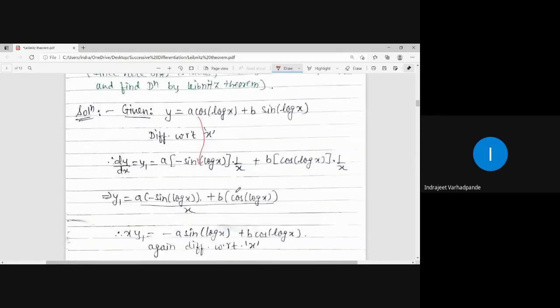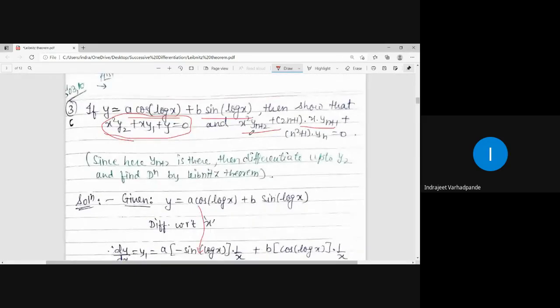In continuation with the solution of the given problem, the expected result we want is x squared into y n plus 2, plus (2n plus 1) into x into y n plus 1, plus (n squared plus 1) into y n, is equal to 0. In the MCQ type examples, either you will be given y and asked to find this particular statement, or to check which of the statements fulfils the given conditions of the example.